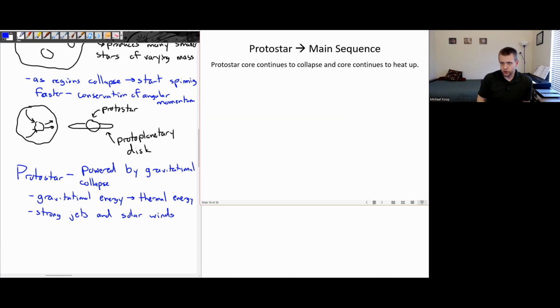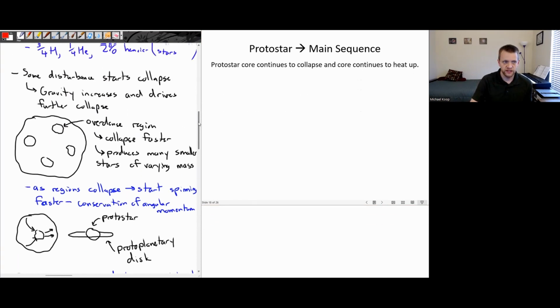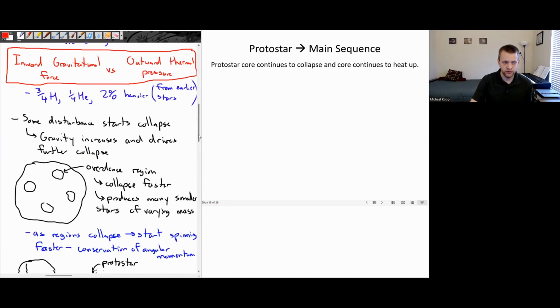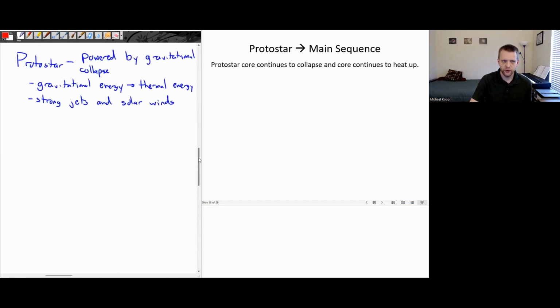So we've got this protostar. It's powered by gravitational collapse, so it's converting gravitational energy to thermal energy. But we want to know, we've talked about going from this giant molecular cloud to these protostars. How do we go from one of these protostars to a main sequence star? Well, let's talk about this for a bit. So main sequence.